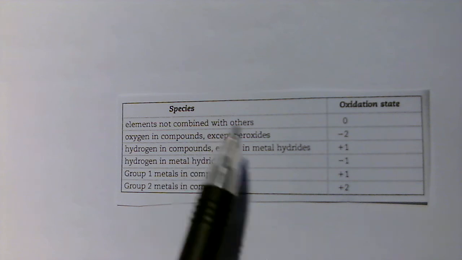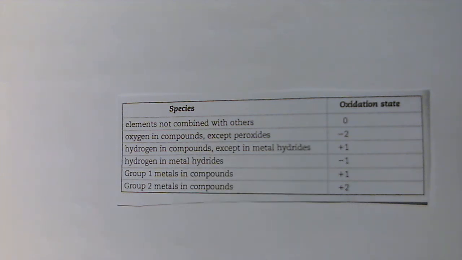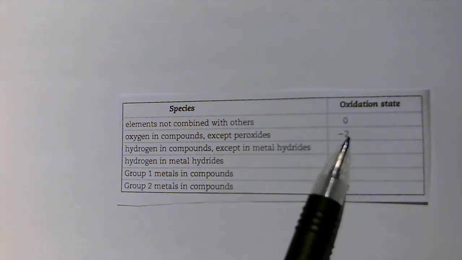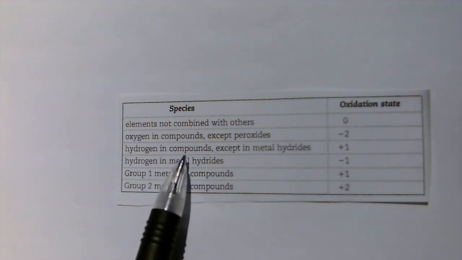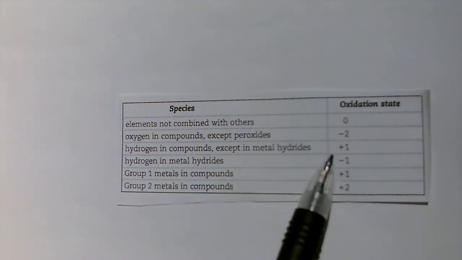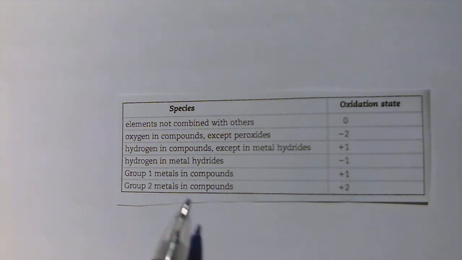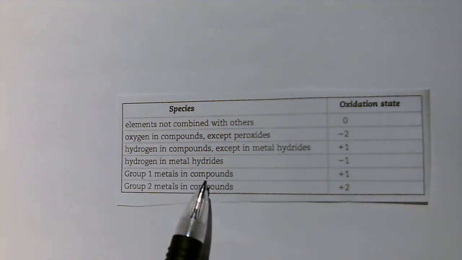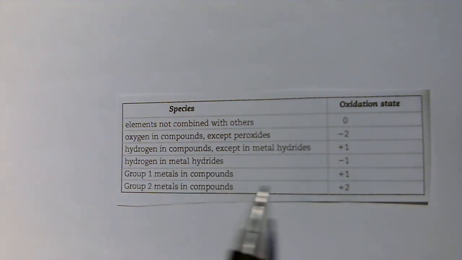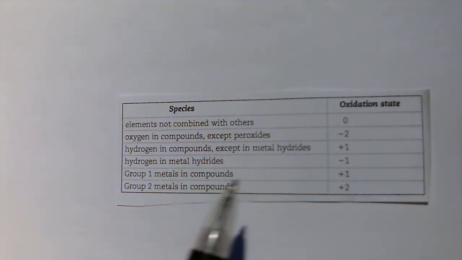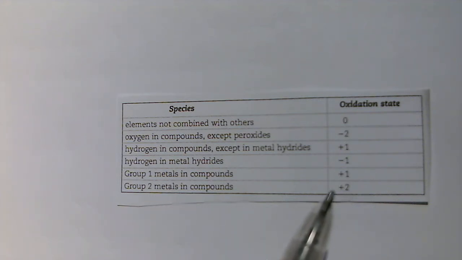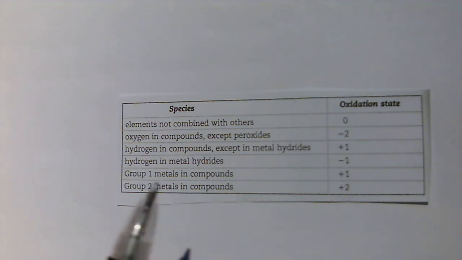You can see that elements that are not combined with others have an oxidation state of 0. Oxygen in compounds, except peroxides, has an oxidation state of -2. Hydrogen in compounds, except in metal hydrides, we'll come to that later, has an oxidation state of +1. Hydrogen in metal hydrides is -1. Group 1 metals in compounds are +1, so that's Na+, K+, etc. Group 2 metals in compounds have an oxidation state of +2, so Ca2+.